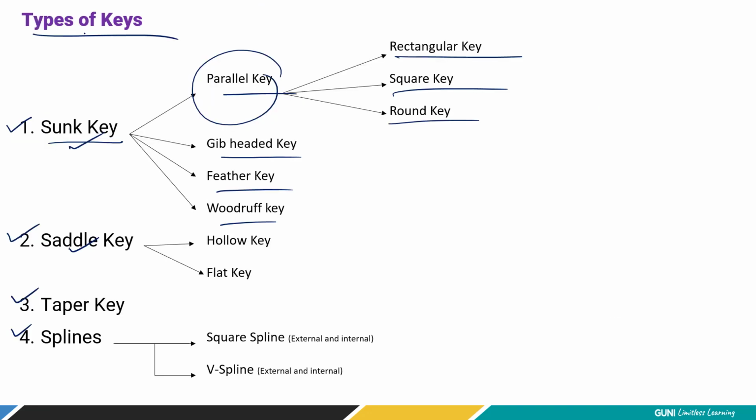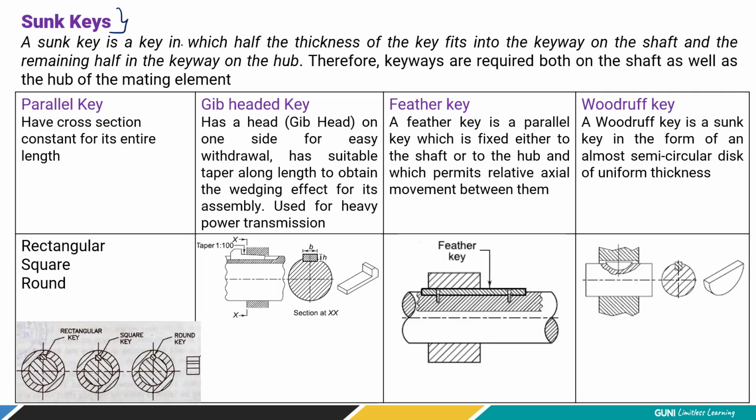The first type of classification, sunk key. I'm talking about this one, right? As a common definition, a sunk key is one in which half of the thickness, try to understand, half of the thickness of the key fits into the keyway. ठीक है, तो कीवे में आधा वो बैठेगा on the shaft and the remaining half in the keyway on the hub. तो दोनों में इक्वली शेयर होगी की. सो आधी शाफ्ट में सेट करेंगे और बाकी की जो थिकनेस है वो कहाँ जाएगी, हब में जाएगी, राइट? So this is the example of that, right?